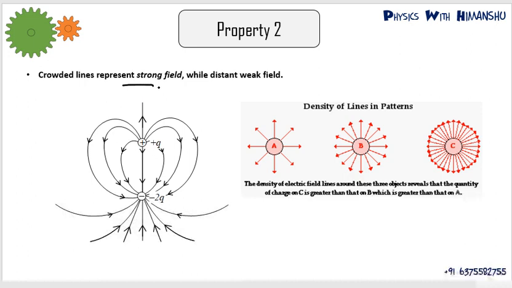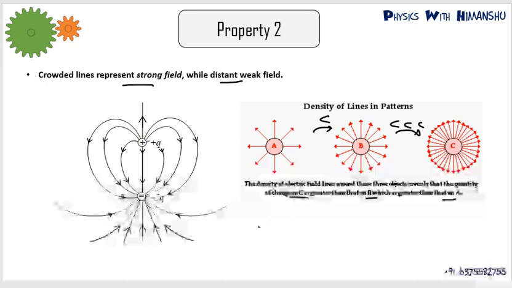Crowded lines represent stronger field, while distant lines represent weak field. Also, the more the magnitude of charge, the more dense will be the electric field lines. So in this figure, there are few electric field lines, there are more electric field lines, and there are much more electric field lines. So magnitude of charge C is much greater than B and much greater than A. So the more the value of charge, the denser will be the electric field lines.